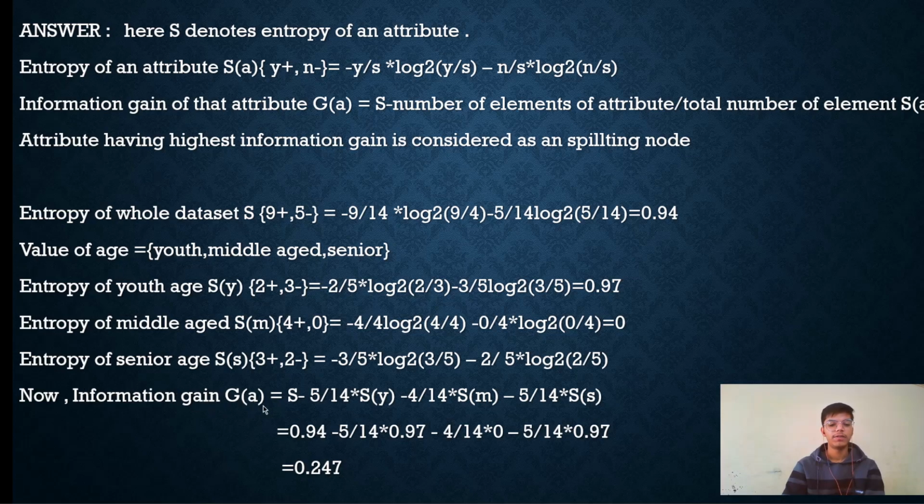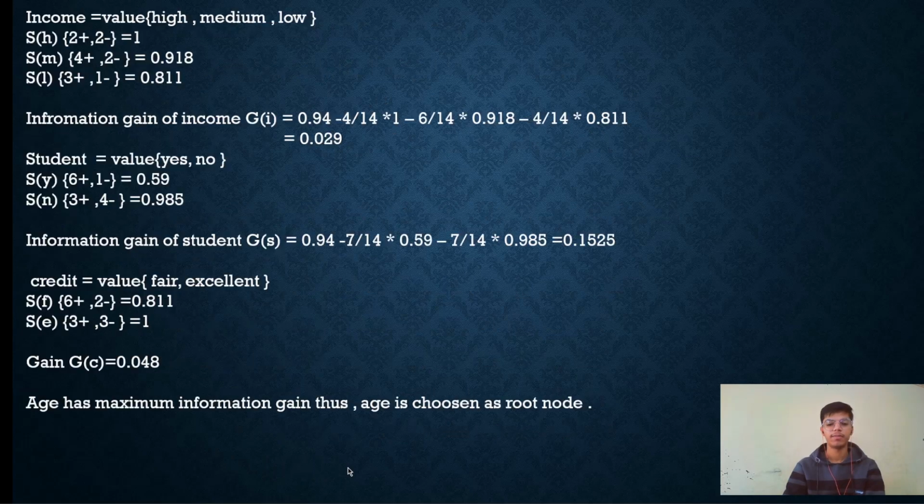For finding information gain, we subtract all those entropy values from the total entropy of the data set, which was 0.94, after multiplying them by their contribution in the total number of elements. Like here it has 5 elements, so you can see that it is multiplied by 5 divided by 14. Similarly, after the computation, we get an information gain of 0.247.